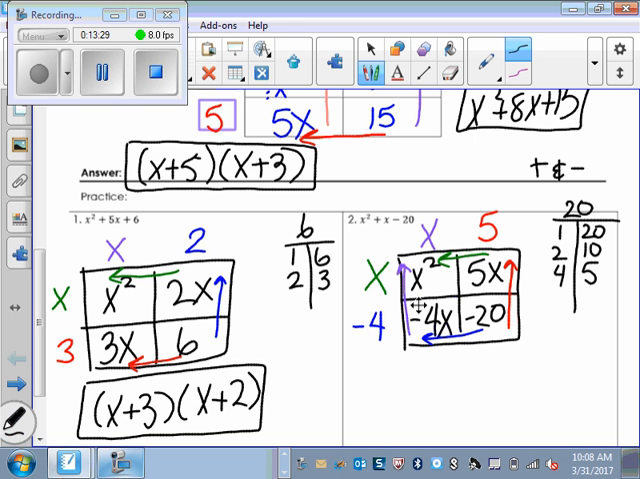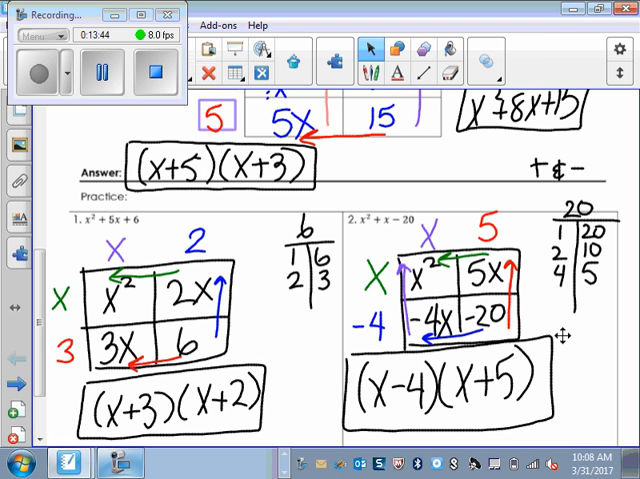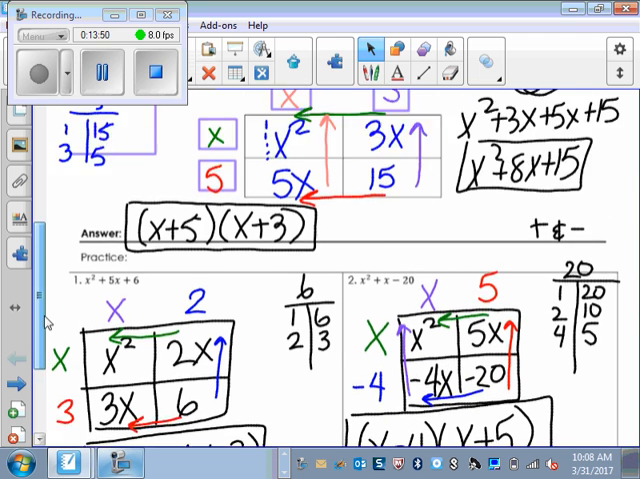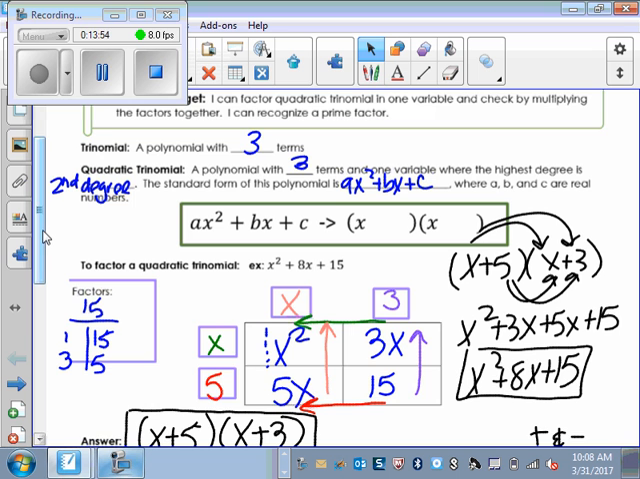So then I just look at my factors and I write them out. I have x minus 4 as my first one, and x plus 5. And that is how you factor trinomials. You can do the rest of the problems, but hopefully this gives you a brief explanation on how to factor using the box method.